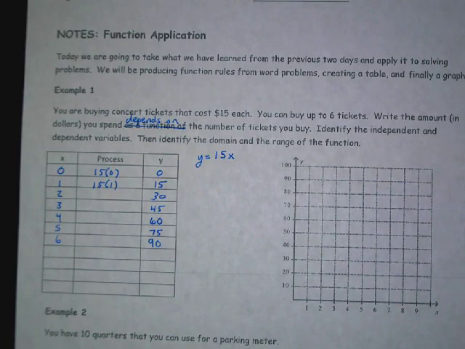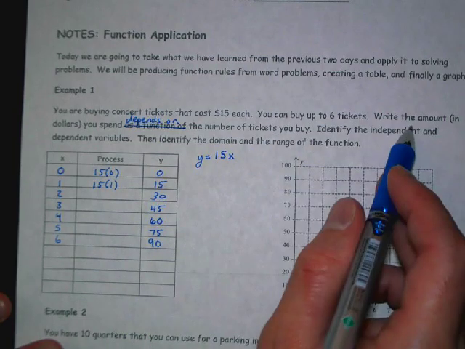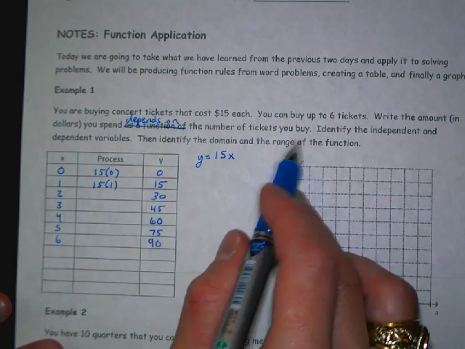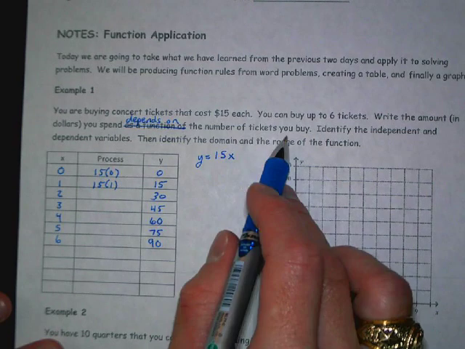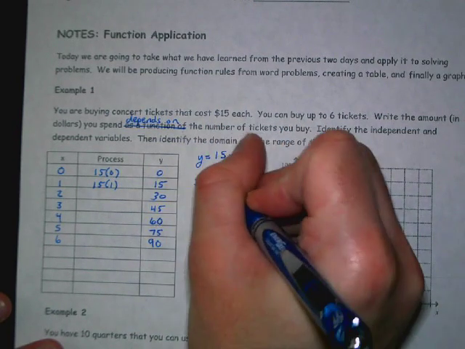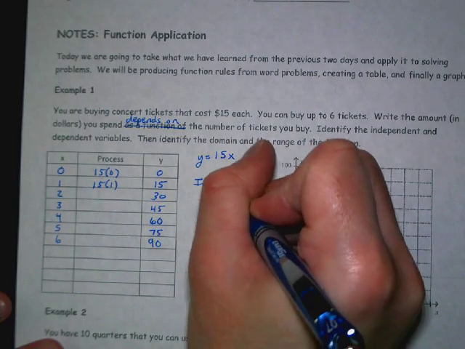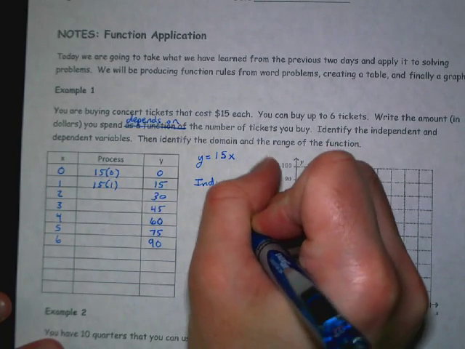Okay, so the independent is the number of tickets you buy. The dollars spent is depending on that. So the number of tickets is your independent. So number of tickets bought.